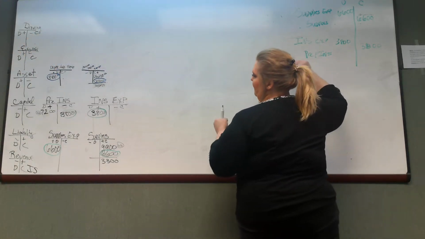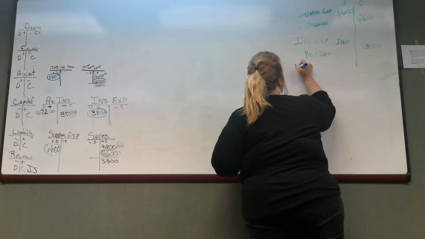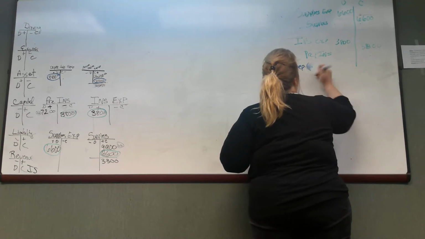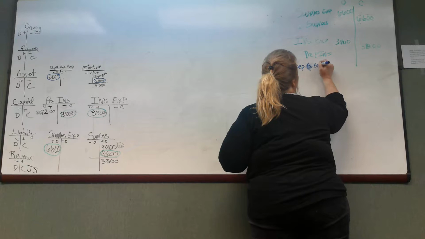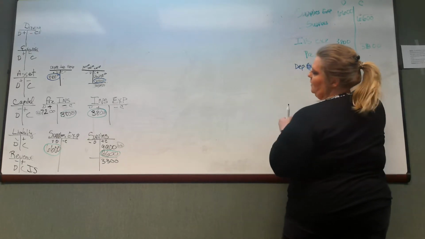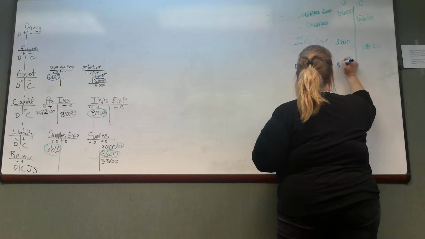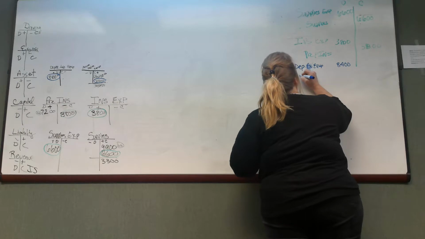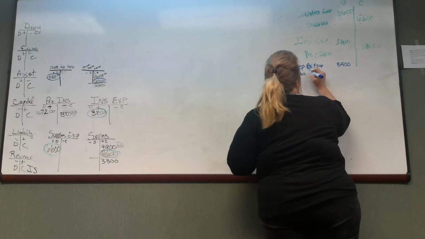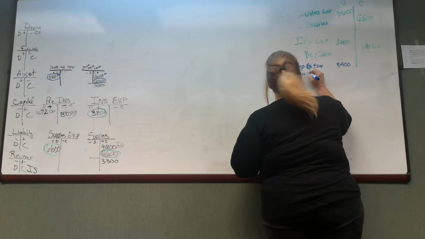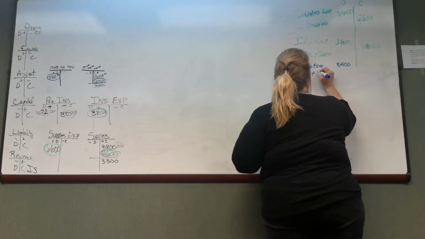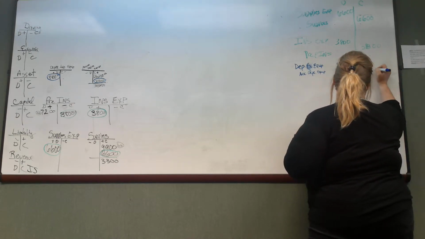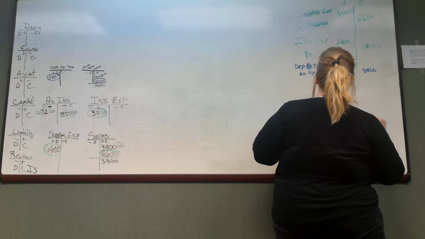All right, so we had depreciation expense, equipment, and 8,400. And then we have accumulated depreciation, equipment, 8,400. Yes, ma'am. All right, so then you're done.